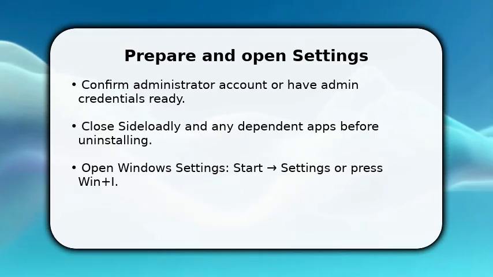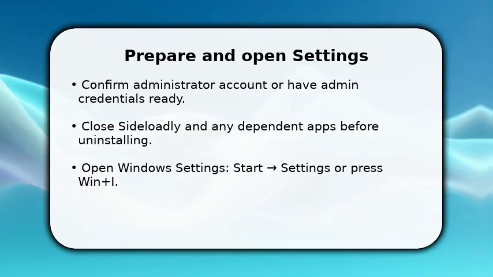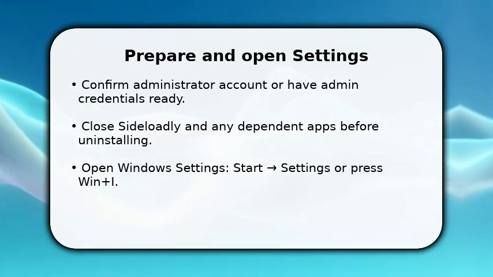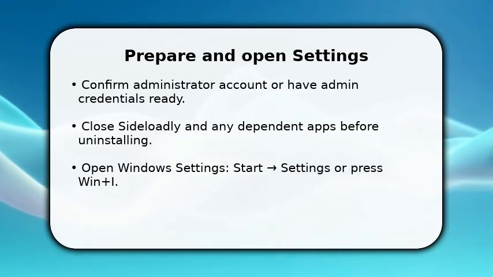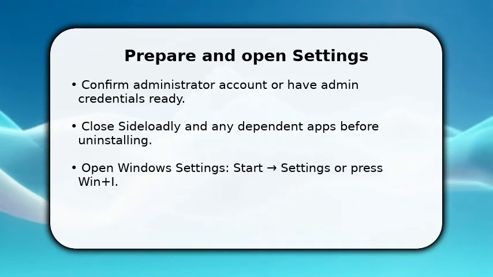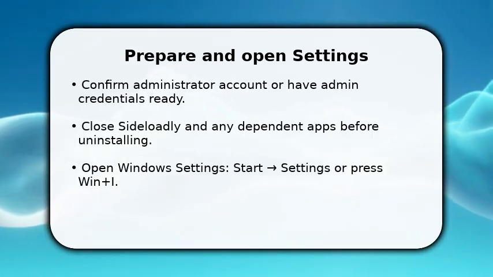You start by making sure you have administrator access because uninstalling system apps needs it. Once done, close Sideloadly and any related processes so files aren't locked. Now open Windows settings via Start or press Win+I. This puts you directly where app management lives. You're doing this to remove program files cleanly and avoid leftover services.